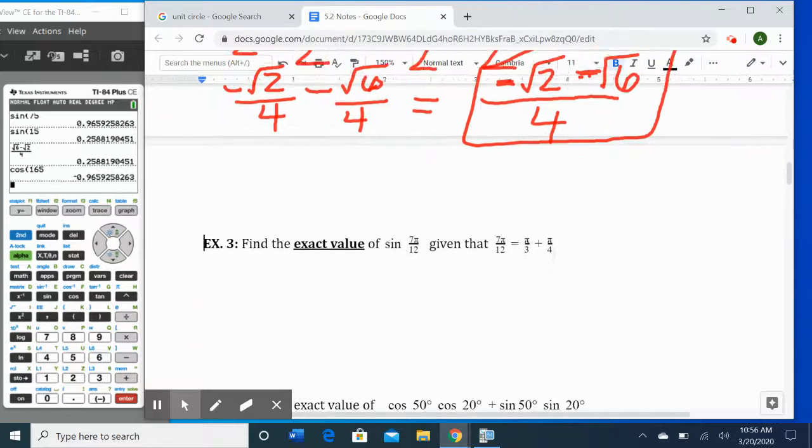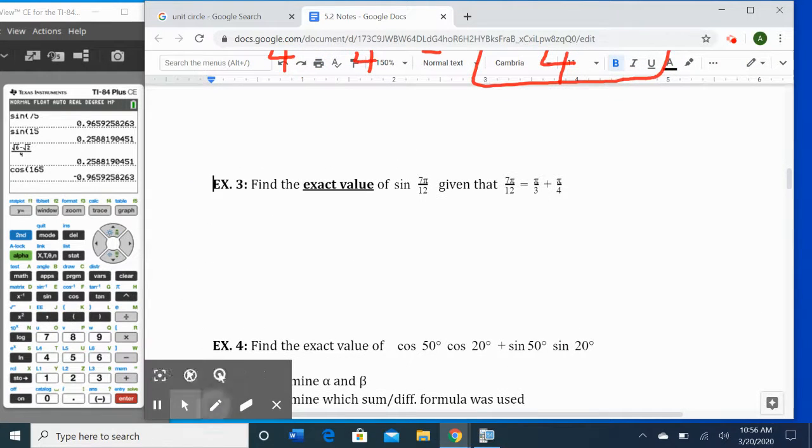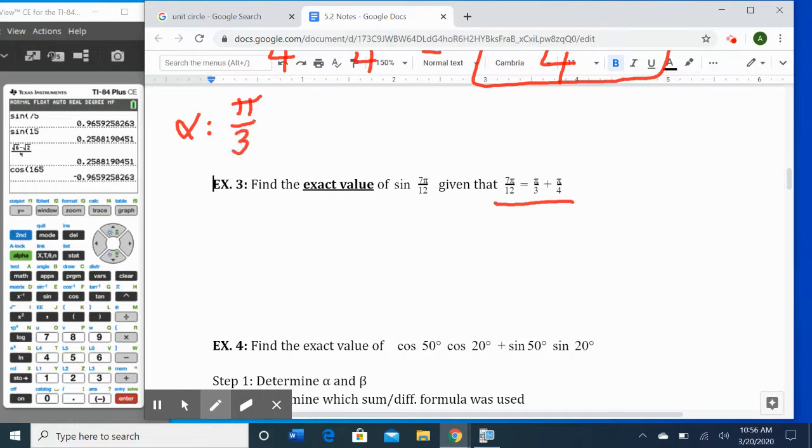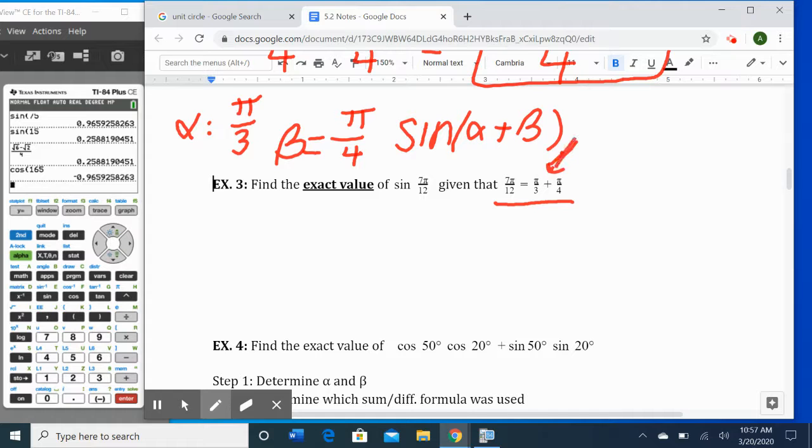Okay. So find the exact value of sine of 7 pi over 12, and they tell me that 7 pi over 12 is pi over 3 plus pi over 4. So I'm going to let alpha equal pi over 3, and I'm going to let beta equal pi over 4, and I'm going to find the sine of those two things added together, because it's addition here. So I'm going to use the addition sine formula, which I have off to the side here.